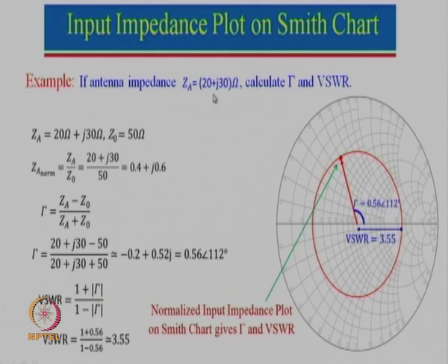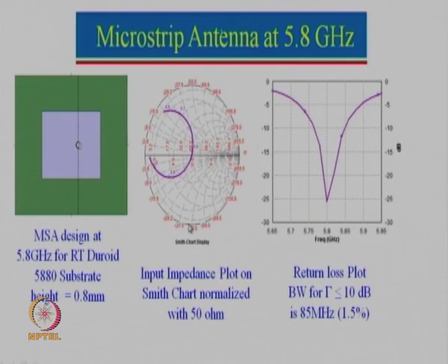For example, let us say instead of 20 plus j30, you take 10 minus j100. So, 10 normalized will be 0.2, that will be somewhere here, and minus j100 normalized will be minus j2. So, 0.2, and you go over here somewhere to minus j2, so that will be the point, and then you can draw a circle and note down what the VSWR is. Correspondingly, you can do the calculation to verify your results. So, here is just an example.